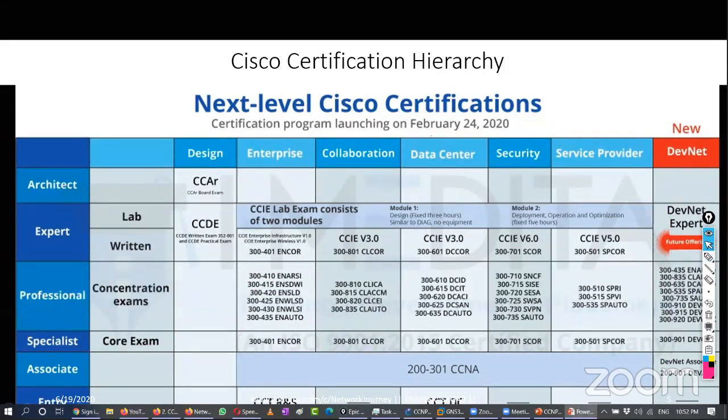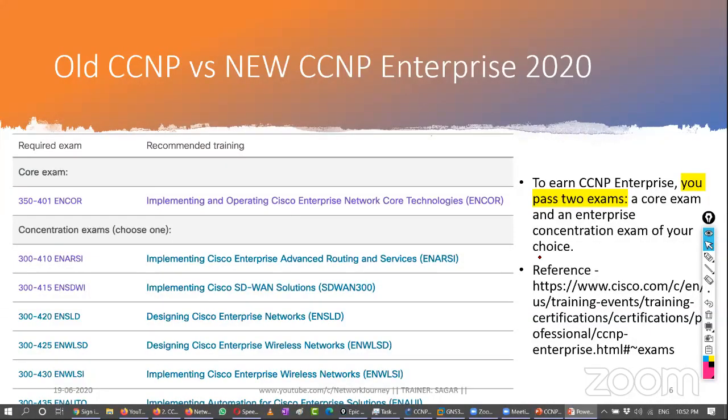This is something which I just discussed, a comparison of the old CCNP versus the latest CCNP Enterprise. Previously you had three modules, three papers to pass so that you are called a CCNP, but now it's only two papers. This is the current syllabus. This is the mandatory paper, which is called ENCOR, and these are optional topics. You can take either one of them.